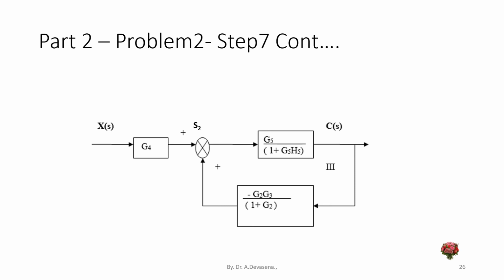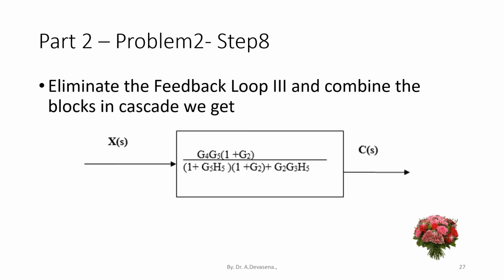Step 7. Identifying the feedback loop 3. In this diagram, the summing point S2 is connected to a positive feedback which is having a feedback element of minus G2 G3 divided by 1 plus G2. So this has to be eliminated. Step 8. Eliminate the feedback loop 3 and combine the blocks in cascade. We get the resultant block like this.